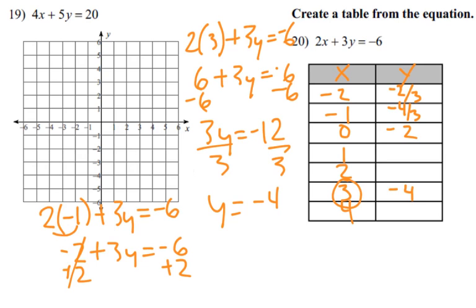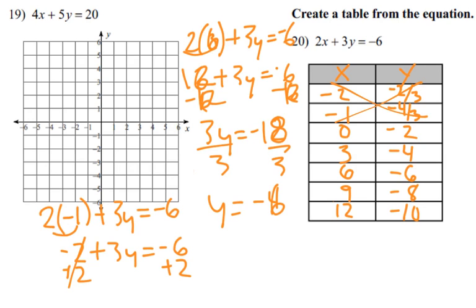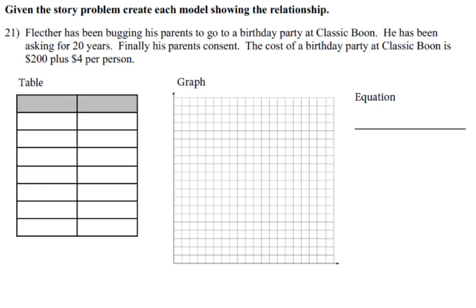Honestly, you'd probably want to change your table and just go by threes instead. That would be an easier way to do it, because that's going to get you easier numbers to deal with. Okay, because if we did 6, 2 times 6 would be 12, subtract 12, that would be negative 18, divided by 3 would be negative 6. So that would be negative 8, that would be negative 10, and so on. So that's easier numbers to deal with than these guys, right? So there we go.